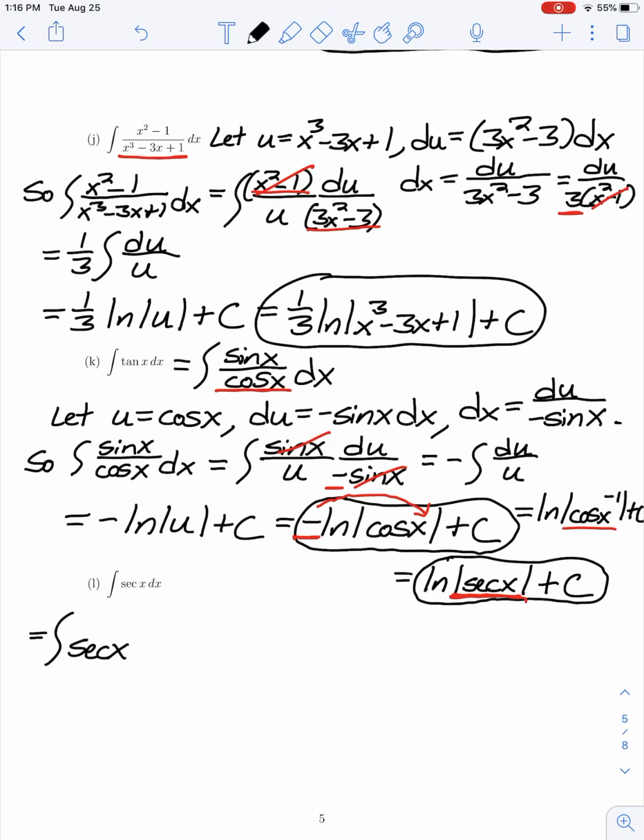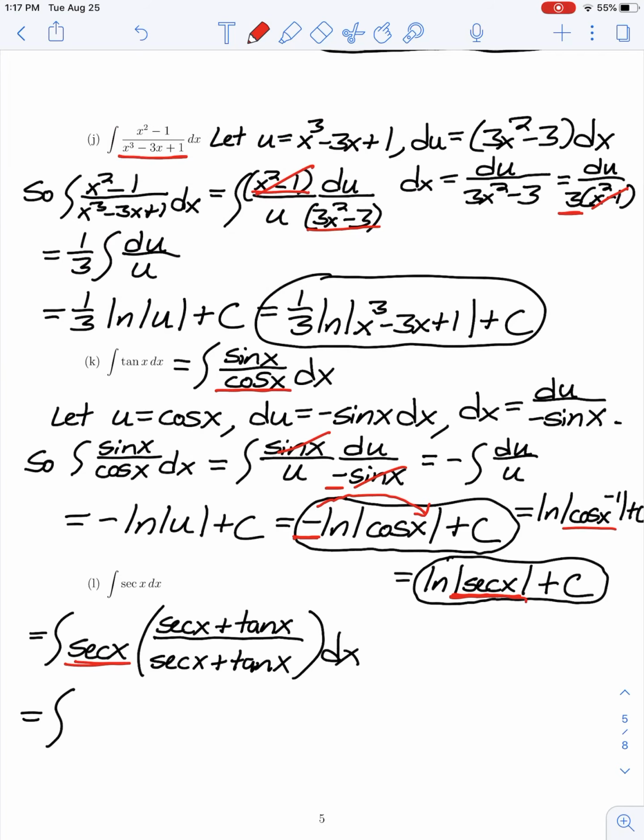So here I have the antiderivative of secant x, and what we're going to do is multiply this function, secant x, by 1, so that we're not changing the function, but the way that we're going to write 1 is a little bit clever. So I'm going to multiply this function by secant x plus tangent x over secant x plus tangent x. So I've just multiplied by 1. I haven't changed the value of our function. It's still equal to secant x. But let's see what this buys us.